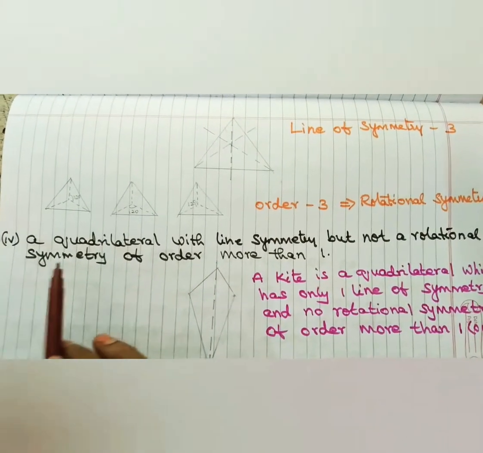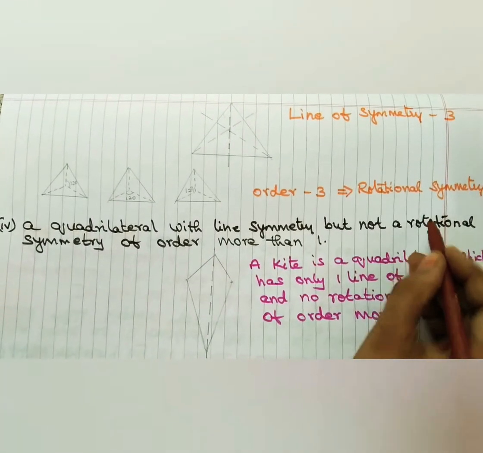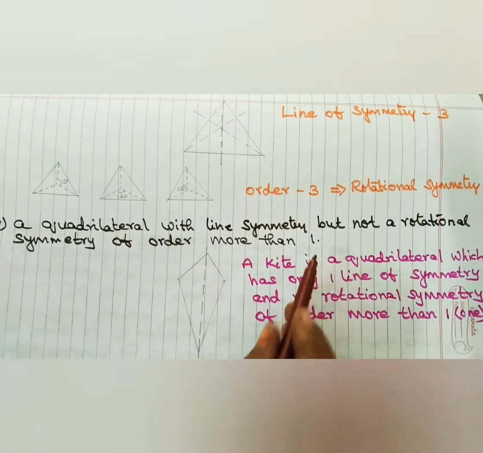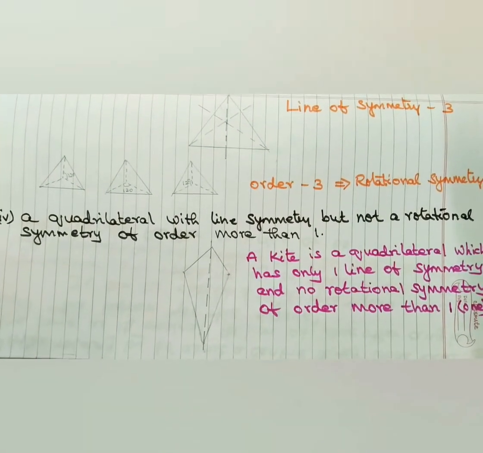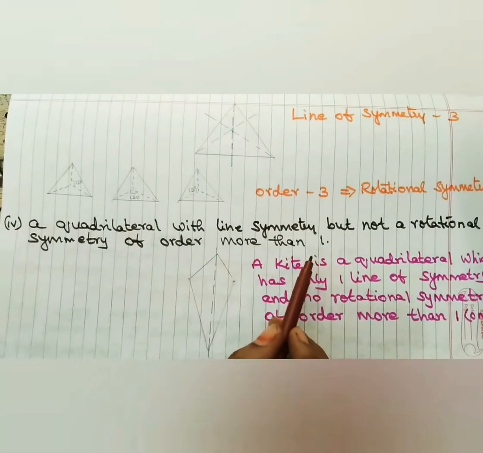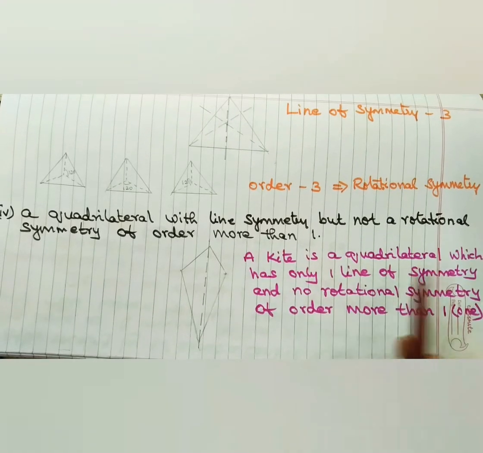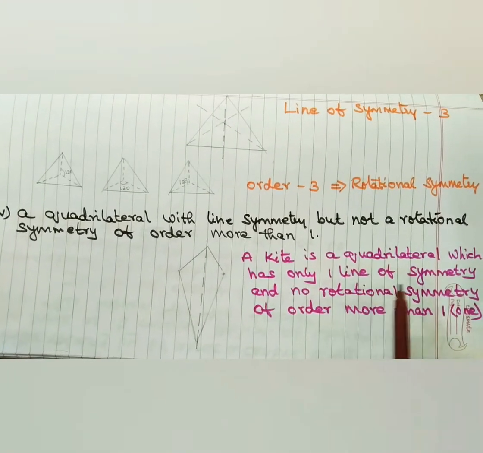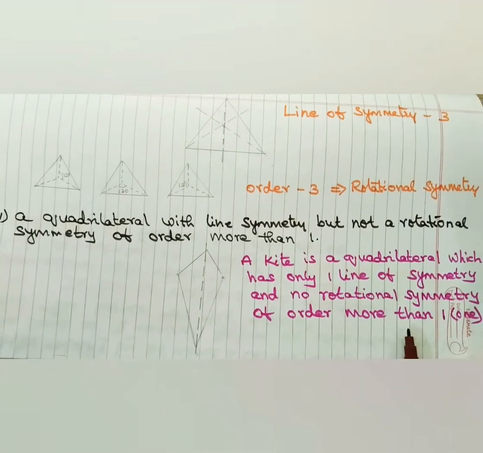Now the fourth sum. A quadrilateral with a line symmetry but not a rotational symmetry of order more than 1. So you have to find a quadrilateral which has only line symmetry but no rotational symmetry of order more than 1. This picture is of a kite. A kite is a quadrilateral which has only one line of symmetry and no rotational symmetry of order more than 1.